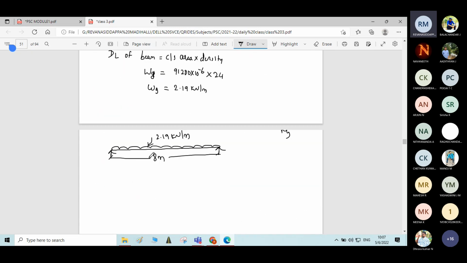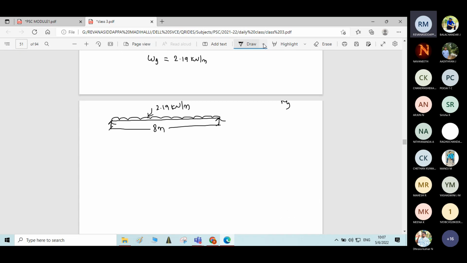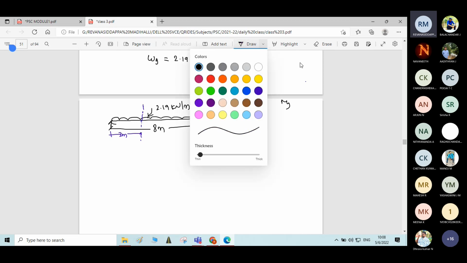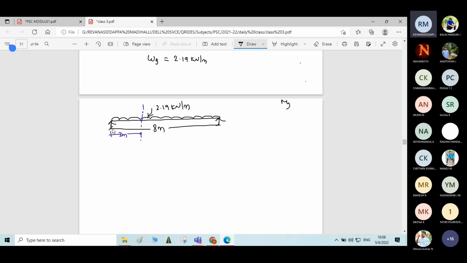Similarly, the moment due to dead load and the moment due to live load should be calculated at the same point only. Very important. Don't take it as WL square by 8. It goes wrong. He specifically said that the stresses are to be calculated at 3 meter from the left support. So at this particular point, you need to calculate the moment. Then how to calculate the moment at this point? First, you calculate the reactions at the support.